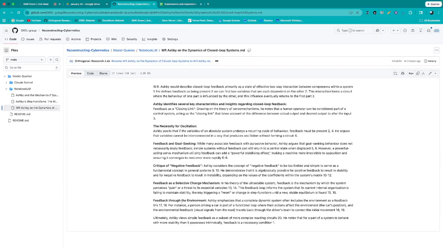Feedback through the environment. Ashby emphasizes that a complete dynamic system often includes the environment as a feedback link. For instance, a person driving a car is part of a functional loop where their actions affect the environment, which is the car's position, and the environmental feedback, which are visual signals from the road. This environmental feedback travels back through the driver's brain to correct the initial movement. So ultimately, Ashby views simple feedback as a subset of more complex reacting circuits. He notes that for part of the system to behave with more stability than it possesses intrinsically, feedback is a necessary condition.